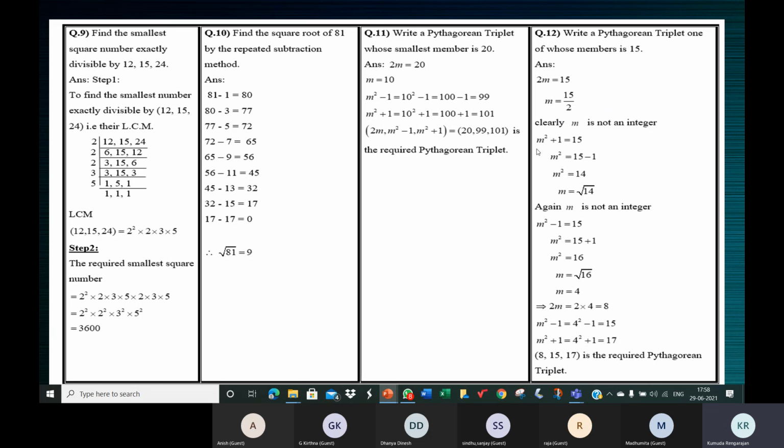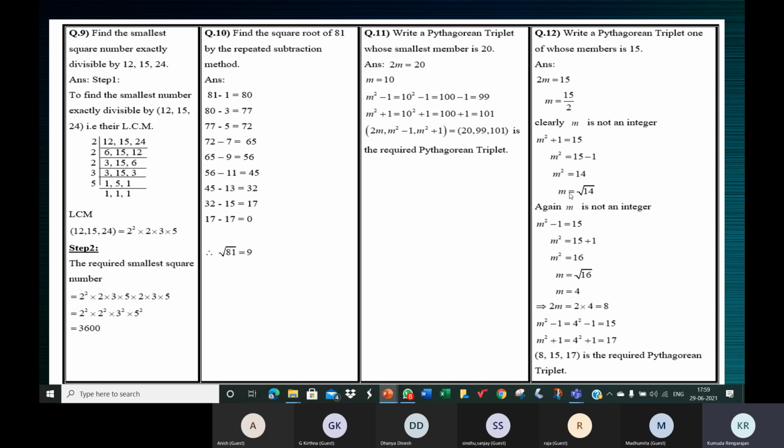Let's try to equate 15 to m square plus 1. When we equate this to 15, we get m square is equal to 14. M is equal to square root of 14. Oh no, this also is not fine, because square root of 14 is not a perfect square. So we leave this also. Then let's equate this to m square minus 1. When you do this, you get m square is equal to 16. M is equal to 4. Yes, this is an integer.